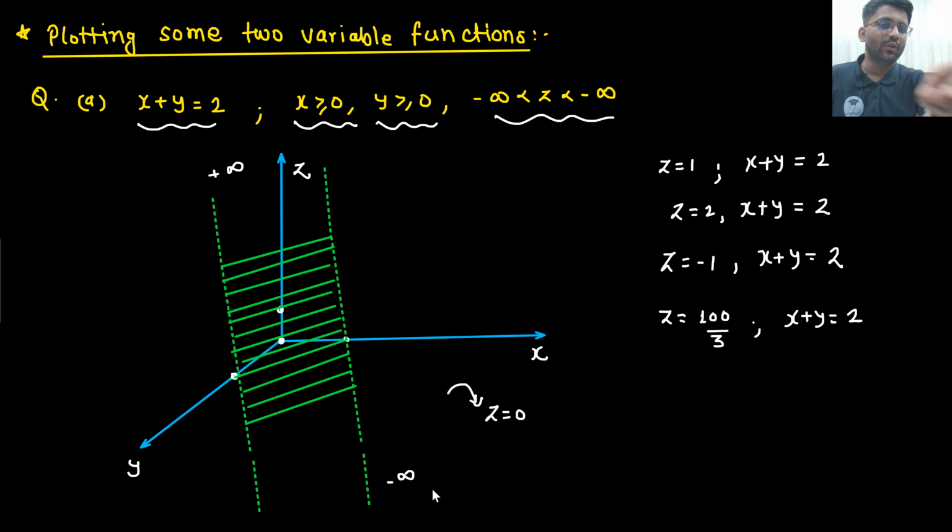x plus y equals to 2 for z equals to 1, z equals to 2, z equals to 0, z equals to minus 1, z equals to 1000, z equals to 2000, z equals to minus 2000, z equals to minus 2 lakh. For every value of z, x plus y equals to 2. So x plus y equals to 2 downward as well. So a sheet you will be getting. Are you able to understand this point? Are you able to visualize this sheet or not?